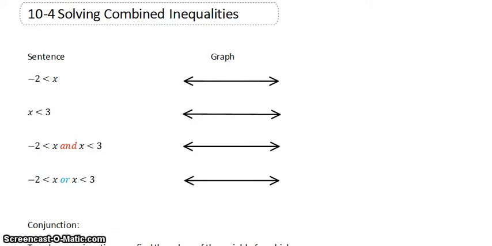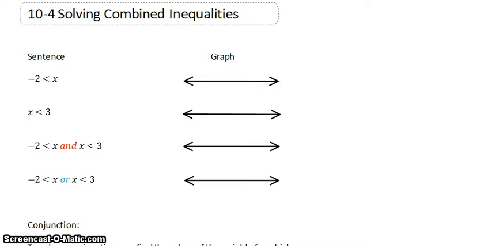All right, so we're doing 10-4, which is solving combined inequalities. We've solved inequalities already, and now we have combined ones. Yes, we're skipping 10-3. We're not doing that section whatsoever. I'm going to show you some graphs of some of these.